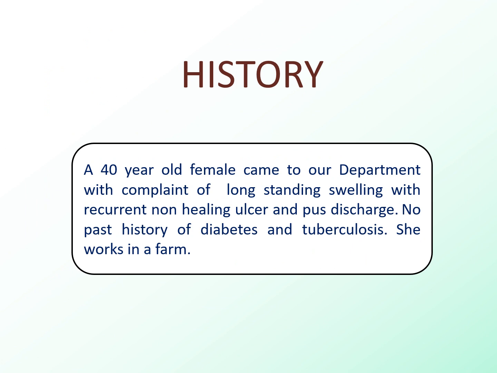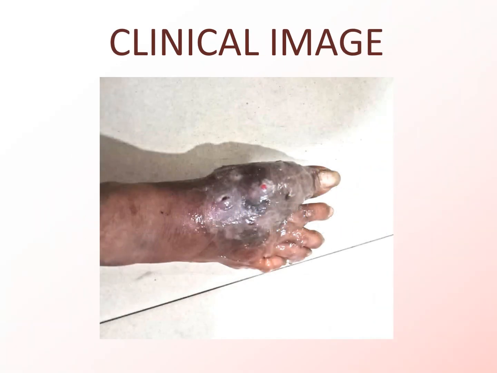A 40-year-old female came to our department with the complaint of long-standing swelling with recurrent non-healing ulcer and post-discharge. She has no history of diabetes and tuberculosis. She is working in a farm. Here I am showing a clinical image of the same patient.